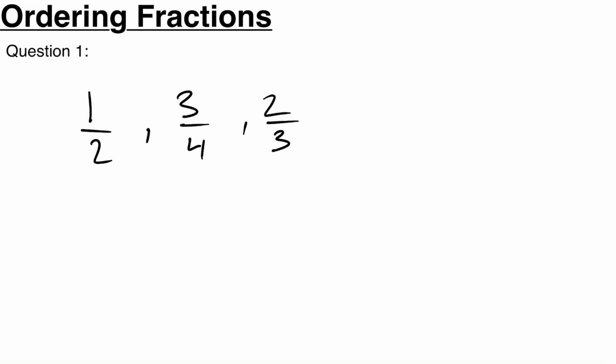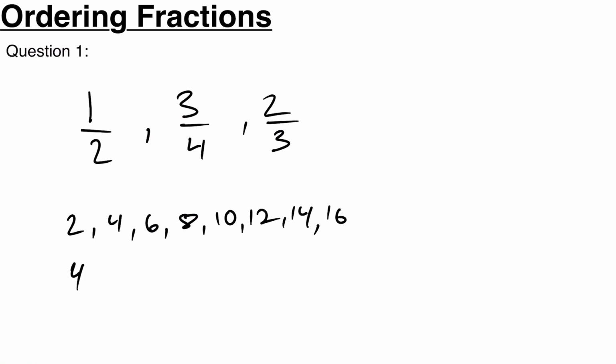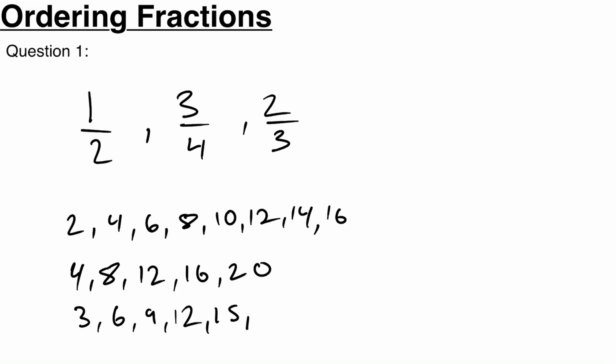Well, our first step is going to be to find a common denominator for each of these three fractions. And so we're going to list the multiples of each denominator, starting with 2. So the multiples of 2 are 2, 4, 6, 8, 10, 12, 14, and 16. Just list out a few. And then for 4, we have 4, 8, 12, 16, and 20. And then for 3, we have 3, 6, 9, 12, 15, 18, and 21.